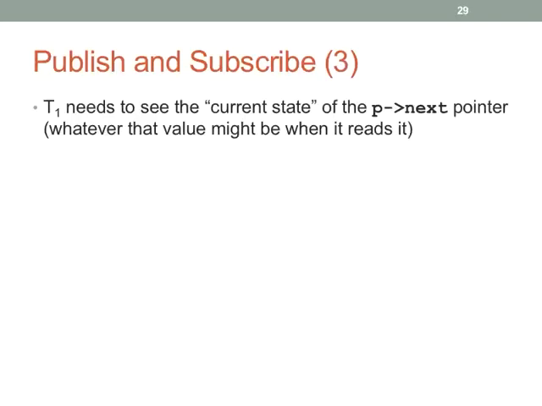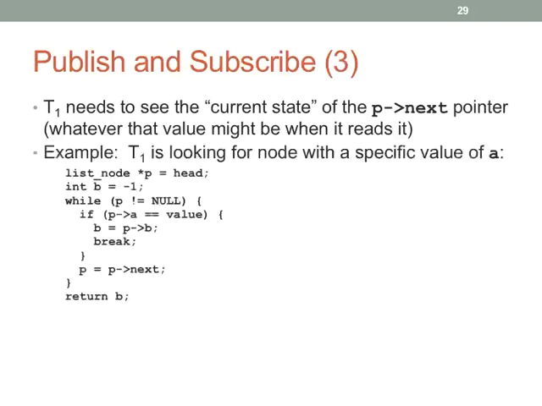Now, T1 needs to see whatever the current state is. Now, do we care what the current state is? Not really, and you'll notice that this doesn't have necessarily the same consistency guarantees as databases do. We'll talk about that toward the end. But T1 just needs to see whatever the current state of the pointer is, and again, it needs to do that atomically, so it needs to either see the old value or the new value, and it shouldn't see anything intermediate.